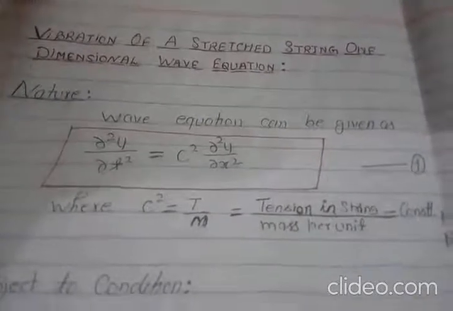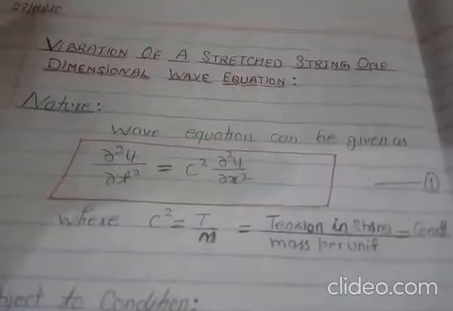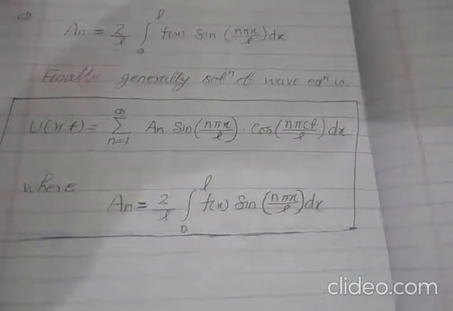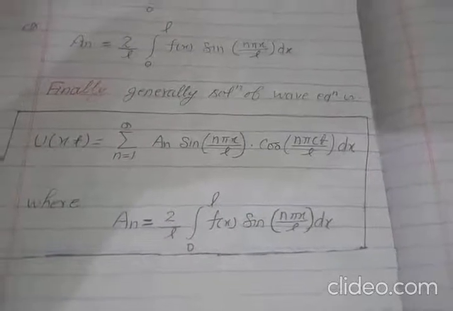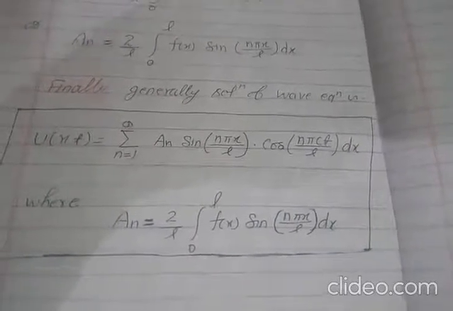In our previous lecture, we found the solution for the wave equation of dimension 1, and the solution of this equation was this one, and we have solved some problems based on the wave equation of dimension 1. Today we will find the solution for the wave equation of dimension 2.